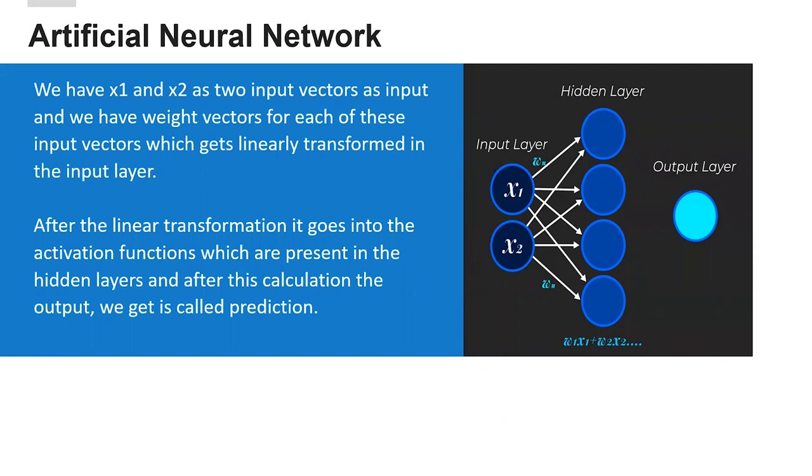After the linear transformation, it goes into the activation function, which is present in the hidden layer. This hidden layer has its own activation function, and we'll come to the activation function after this slide. The activation function does nothing but some calculations, and based on that calculation we get a certain output. We call it a prediction. You can see the linear transformation happening here, where we say W1 X1 plus W2 X2. Likewise, in linear regression we had Y equals MX plus C.